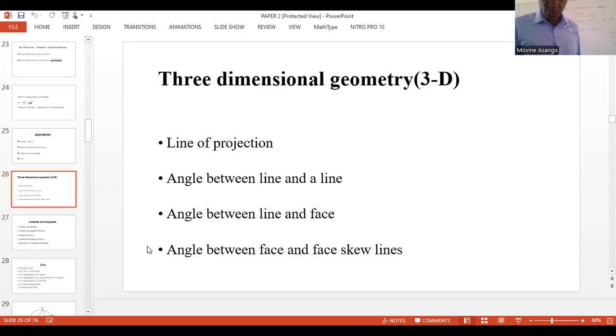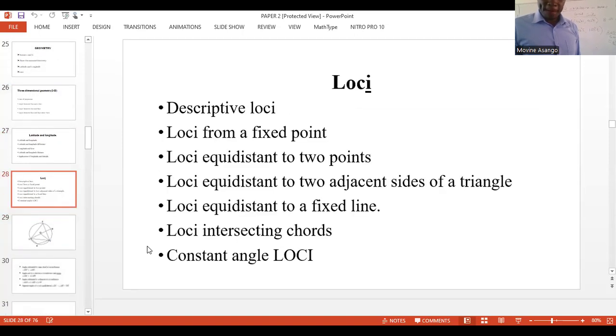Let us go to loci. Allow me to explain briefly in 5 minutes. I know most of us dread the topic loci, but I want to believe I'm going to show you something here which will help you get loci. The prerequisite information that you need are the following.